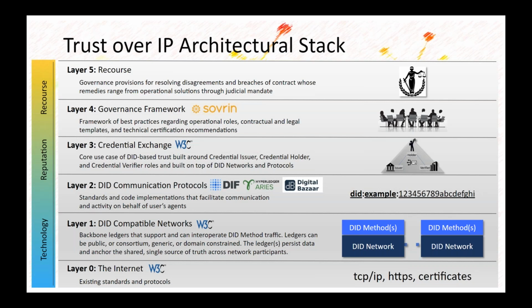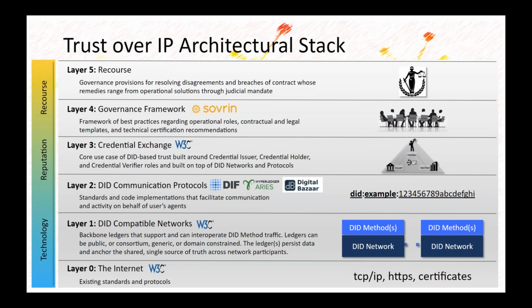It's all the stuff we're used to: TCP/IP, HTTPS, certificates, all of that is in play. Layer 1 on top of that is where we introduce DID compatible networks and DID compatible methods. These are the backbone ledgers, and if you remember back in the trust triangle, it's the part on the bottom that everything is built upon, and it defines interoperability of traffic. The ledgers themselves, and I think this is really important, can be public so everybody in the world can have access to them, but they can also be domain constrained: consortium-based, industry-based, government-based. We anticipate a lot of these networks evolving. Some will be relatively small, and some will be very global in scope.